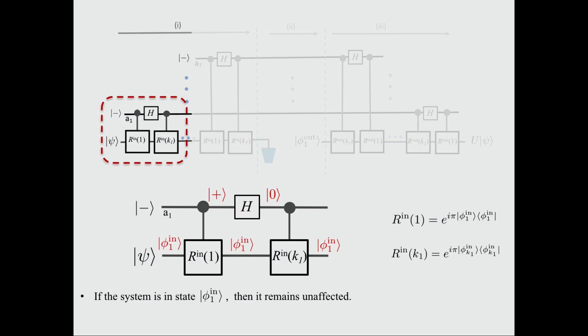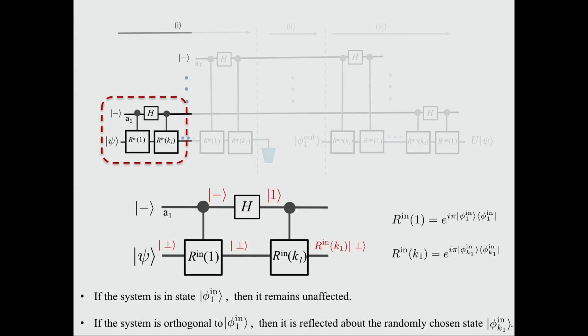If my system was in a state phi 1 in, then when it goes through this reflection with respect to phi 1 in, I get a minus sign. And so I have a phase kickback. And the state minus of the ancillary qubit becomes a state plus. And then after Hadamard, it becomes 0, which means that this second random reflection doesn't work. So in other words, if the system was in a state phi 1 in, then it passes through without any changes. It just remains in a state phi 1 in.